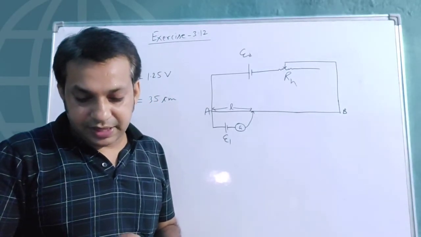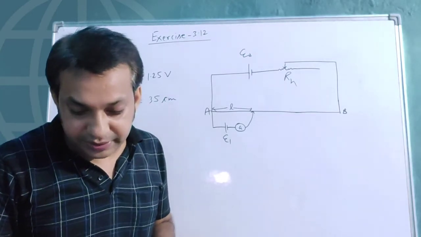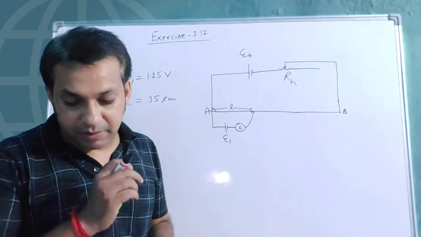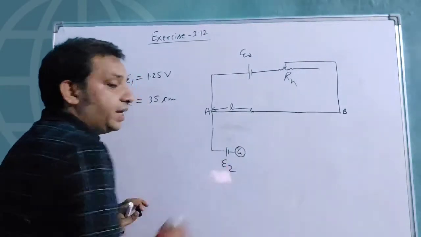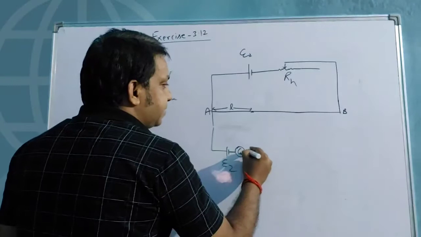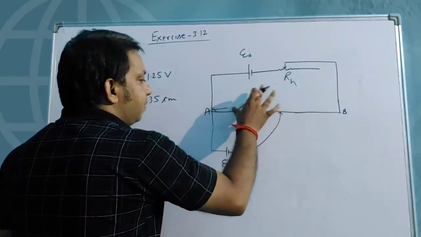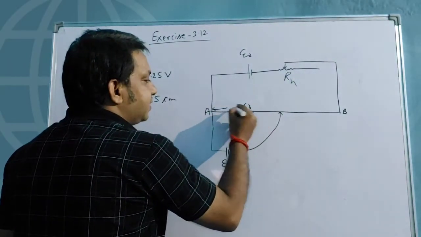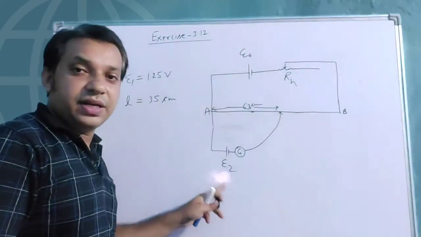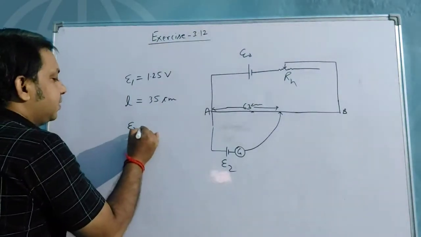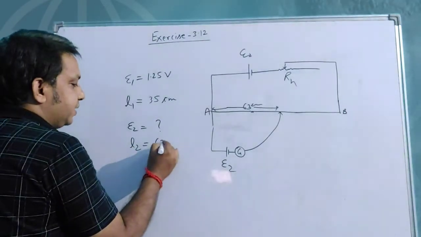length of the wire. If the cell is replaced by another cell and the balance point then shifts to 63 centimeter, what is the EMF of the second cell? Suppose you are removing this one and connecting another cell, in that case you are getting the balancing length at 63 centimeter in the second case. While you are connecting E2, your aim is to find that in that case L2 is 63 centimeter.